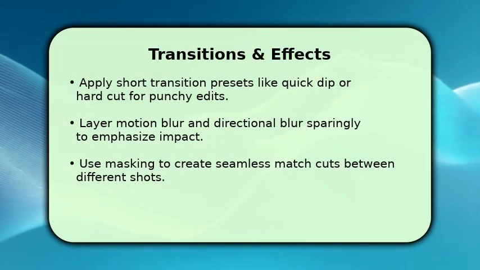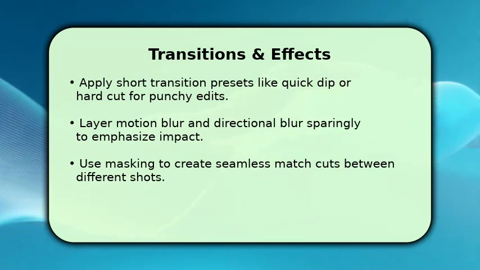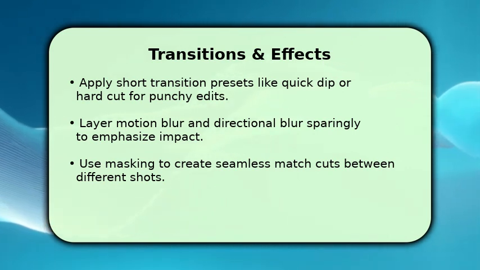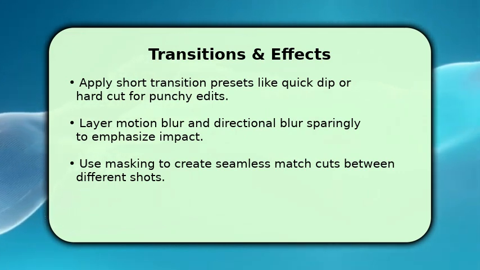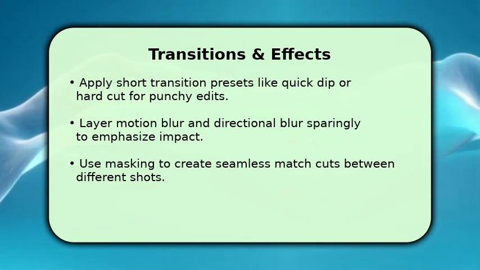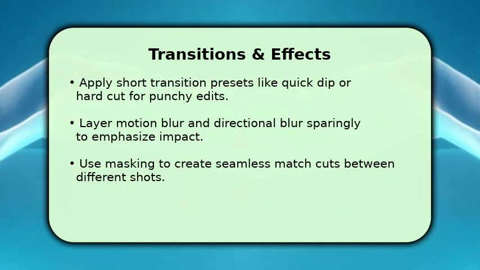Now refine transitions and effects to enhance your hard edits without softening them. Choose short transition presets or pure cuts for punchy impact, avoiding long dissolves that dilute energy. Add motion blur or directional blur selectively to accentuate fast moves, and use masks to hide mismatched action across cuts. Keep effects subtle, stack adjustments on separate layers, and preview at full speed so timing and visual weight remain consistent across the edit.